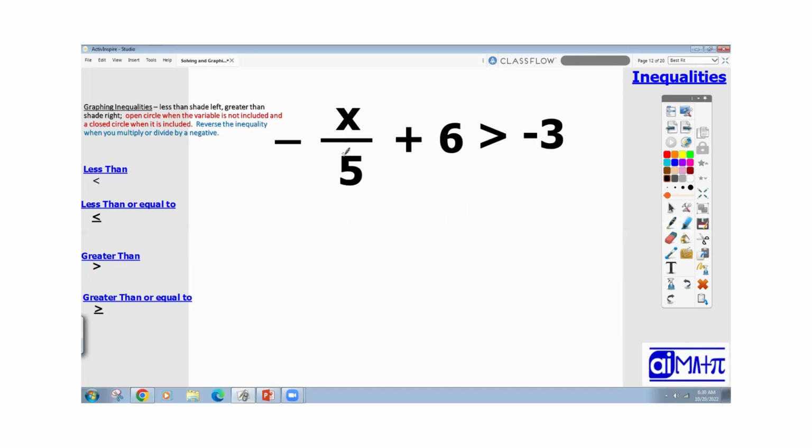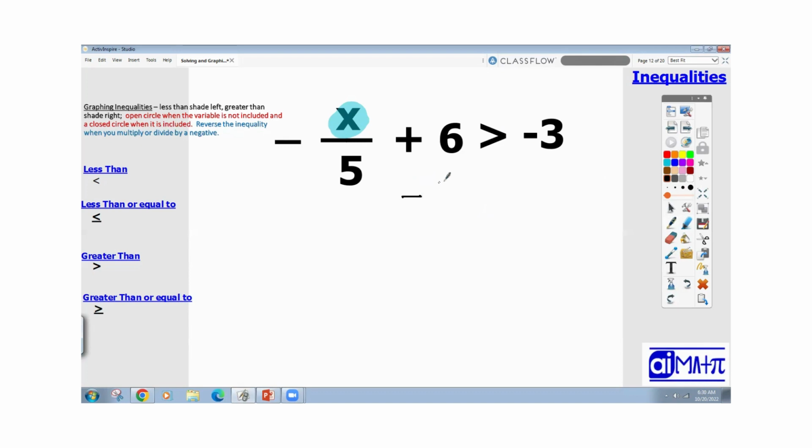Negative x over 5 plus 6 is greater than negative 3. And my concern is the x. That's what I pay attention to. Dividing that by 5, negative 5, which is what we'll call that, plus 6. And then that must be greater than negative 3.